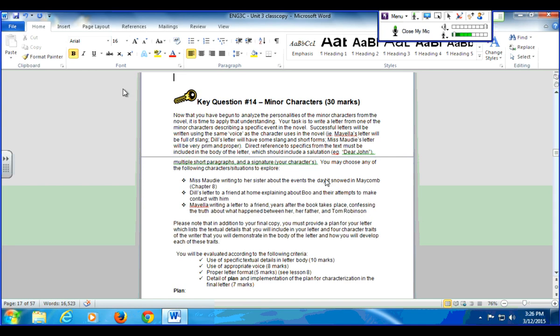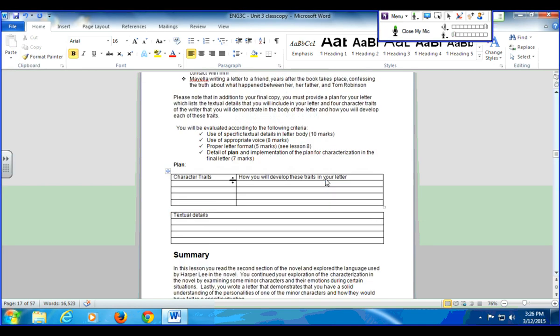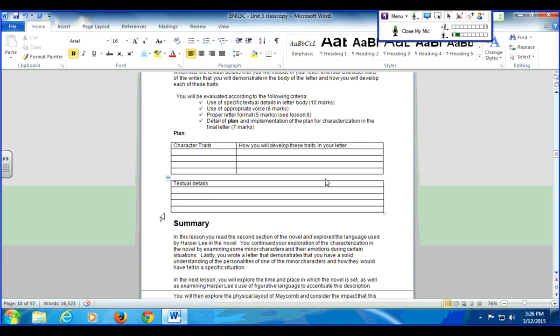And so for the plan, it gives you the outline that you have to complete. So what are the 4 character traits that they have, and how are you going to explain or develop those traits in the letter? Remember, there's a big list of character traits. You can find that list on page 6, back in lesson 11.